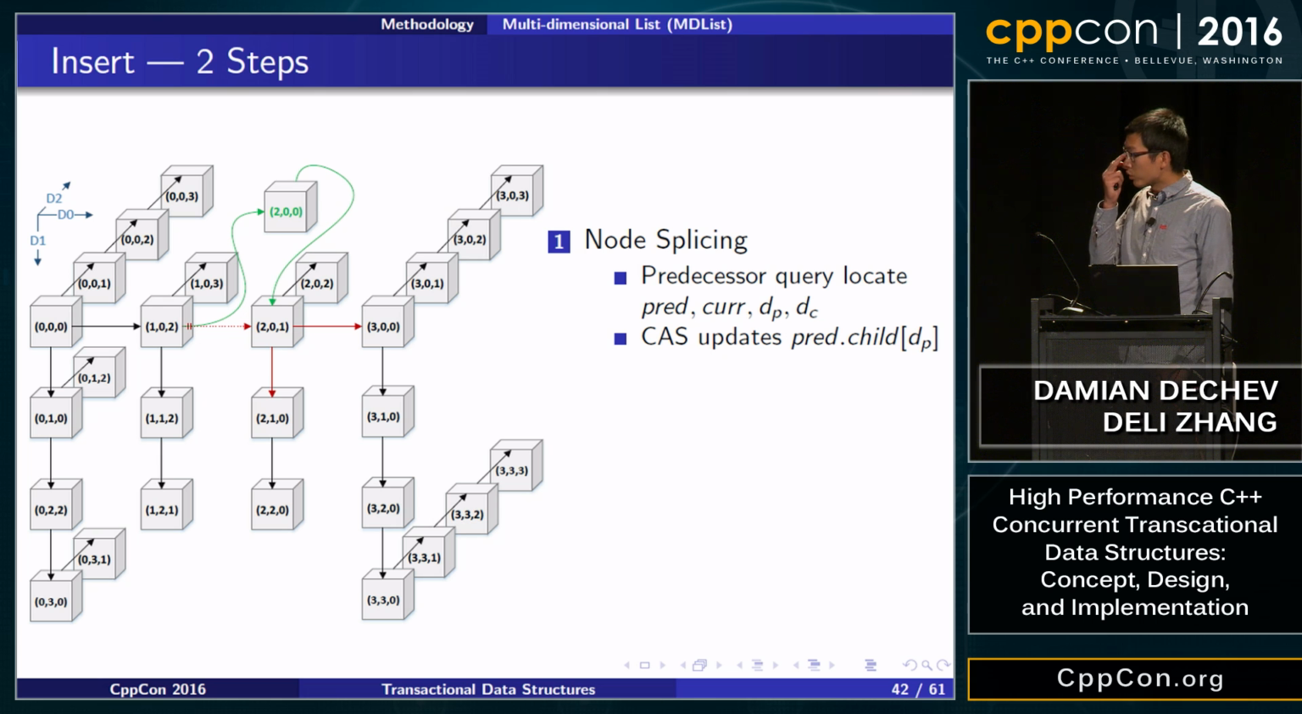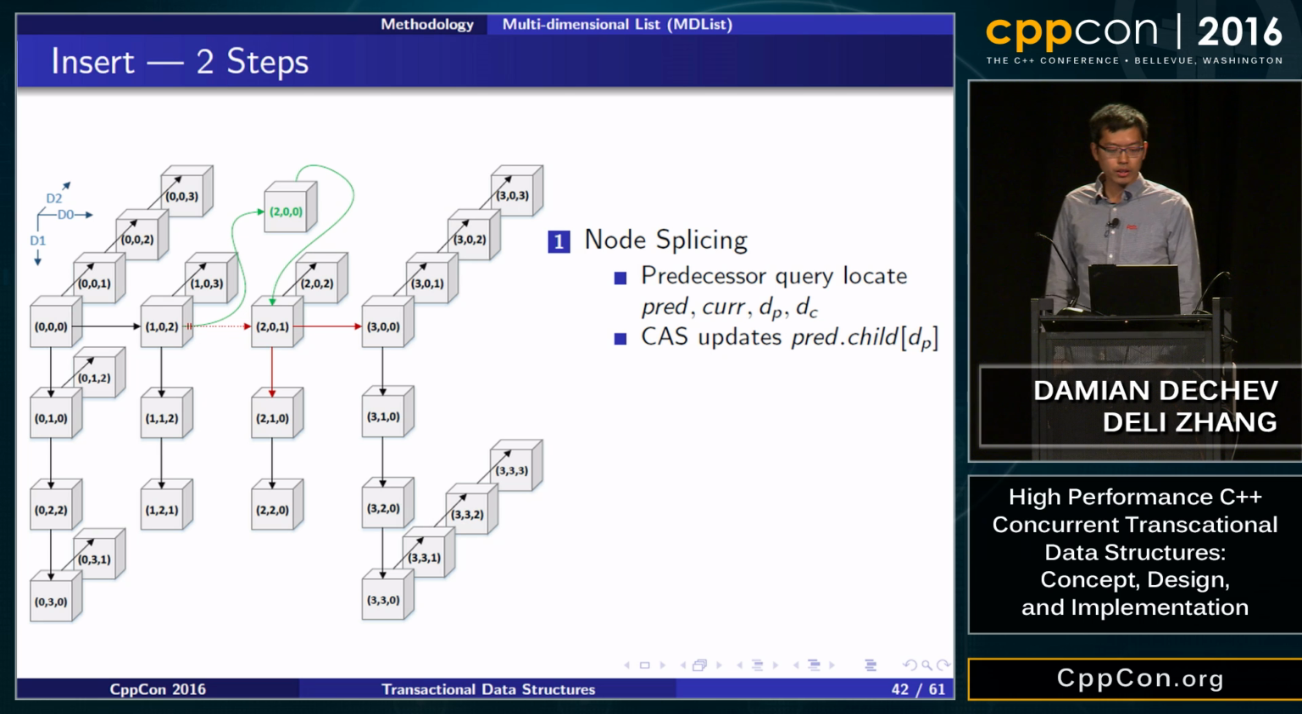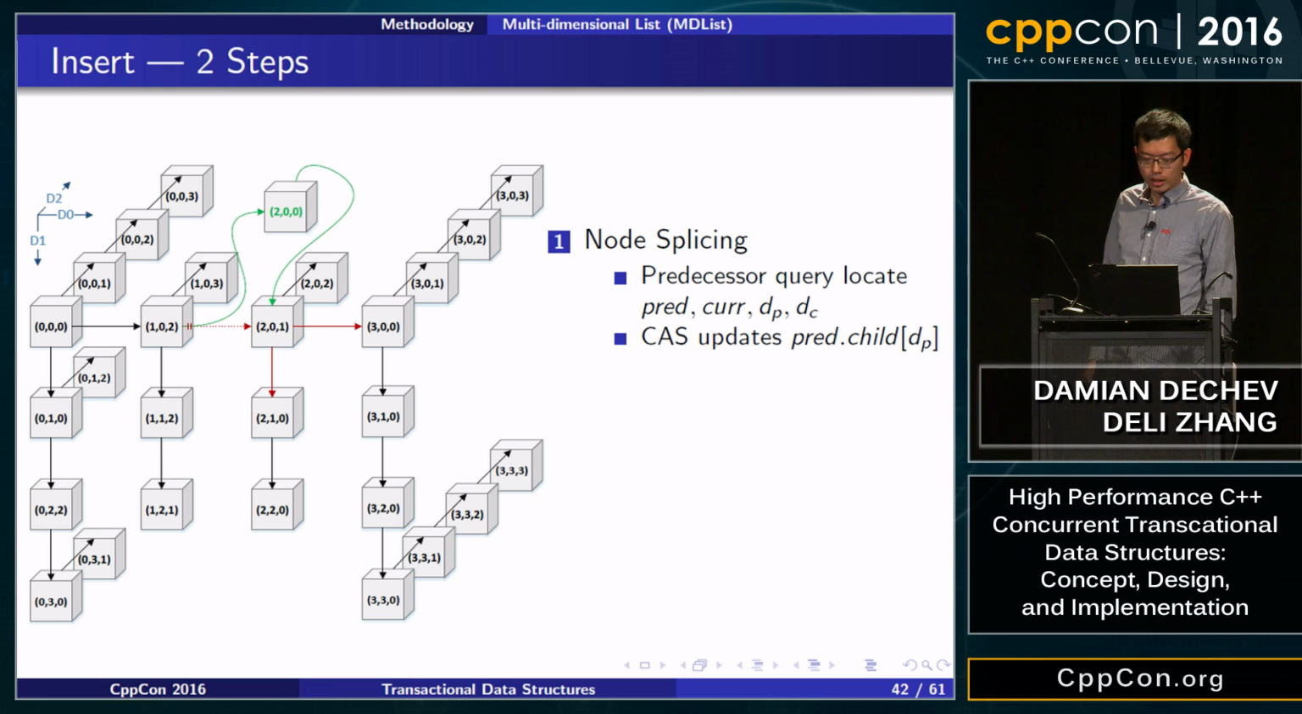Now, the insert function consists of two steps. The first step, node splicing, actually connects the new node to predecessor nodes. This is very similar to what you do with a lock-free linked list, and this can be done with a CAS pointer update. So the predecessor query will return the predecessor node and the current child of the predecessor node, and the dimension of the new node and the new dimension of the current child.